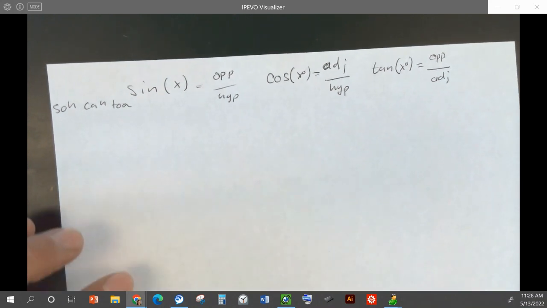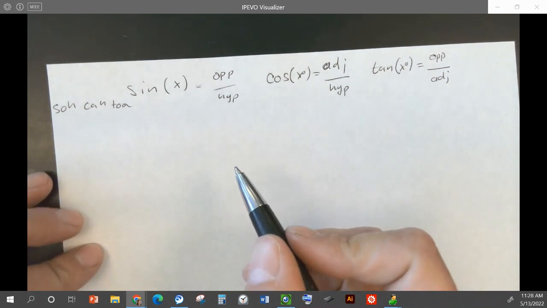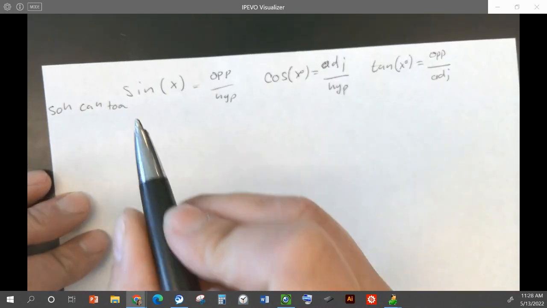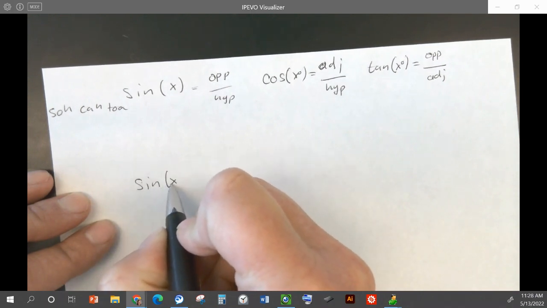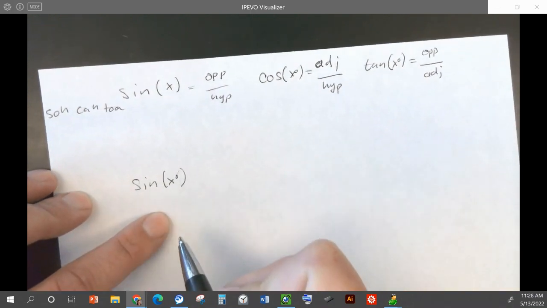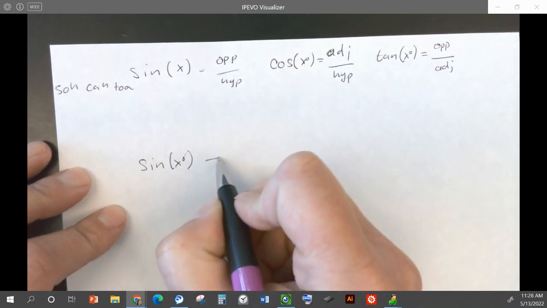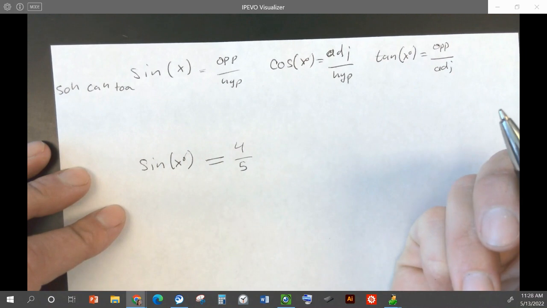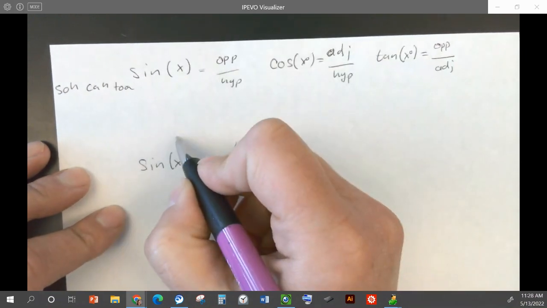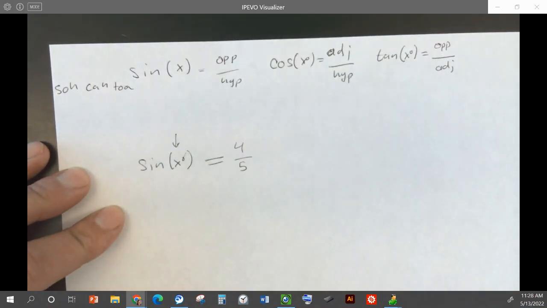Okay, so we're going to do the same type of thing that we did before, but now we're going to have something like this, where we have sine of x. We don't know the angle today. The angle is missing. And that equals something like 4 over 5. And we're looking for the angle.